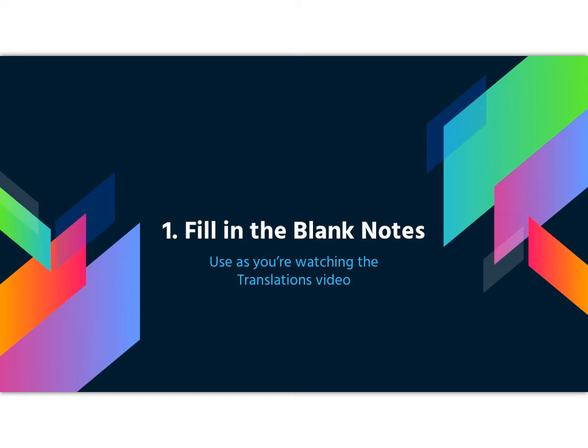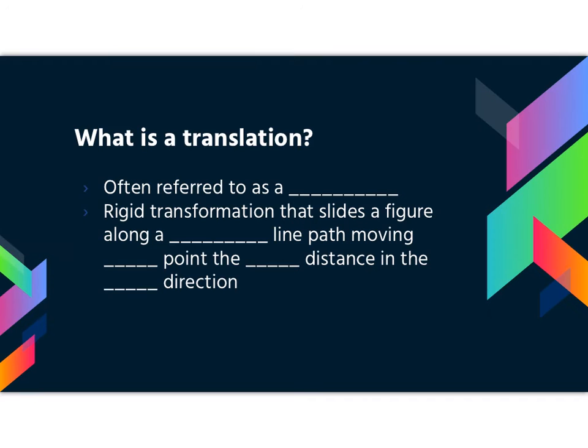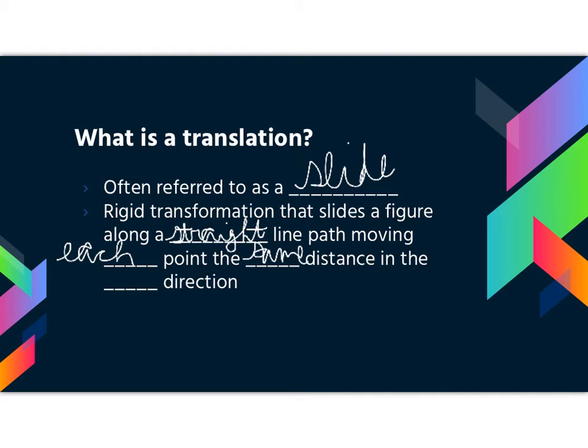In this video, we're going to learn about translations. Sometimes you'll hear a translation referred to as a slide. Mathematically, a translation is a rigid transformation that slides a figure along a straight line path, moving each point the same distance in the same direction.